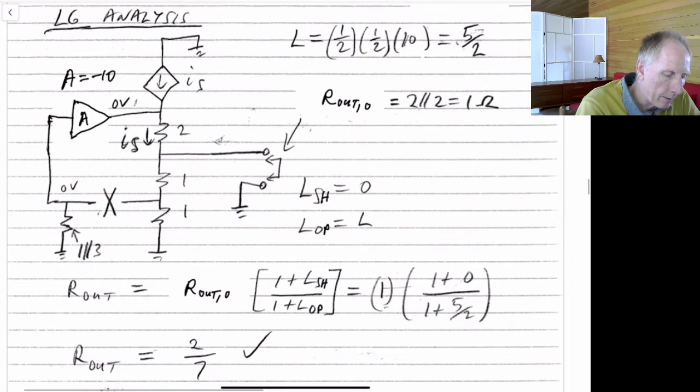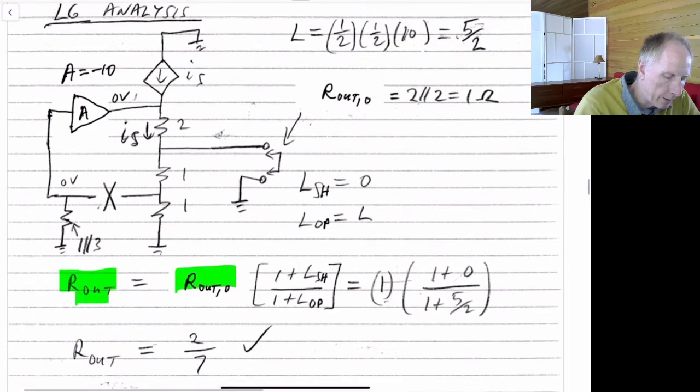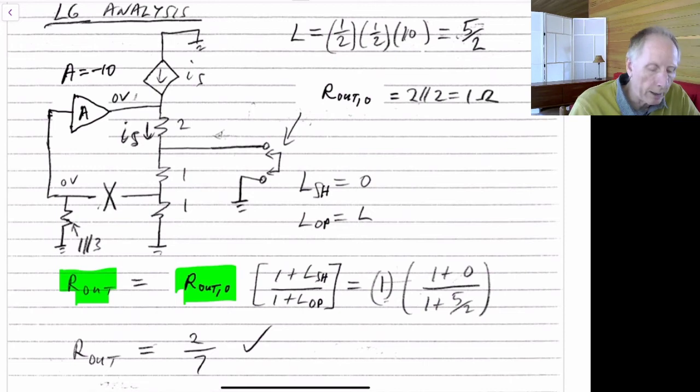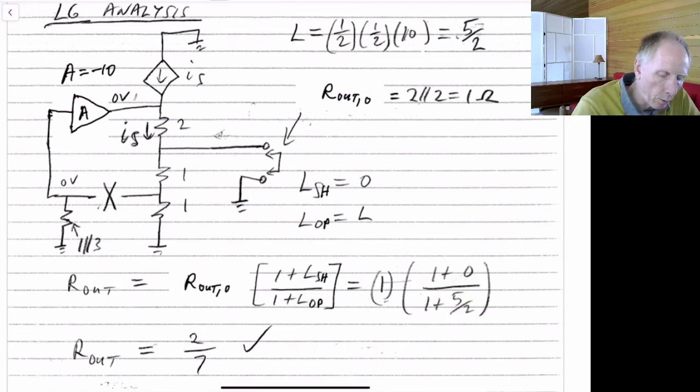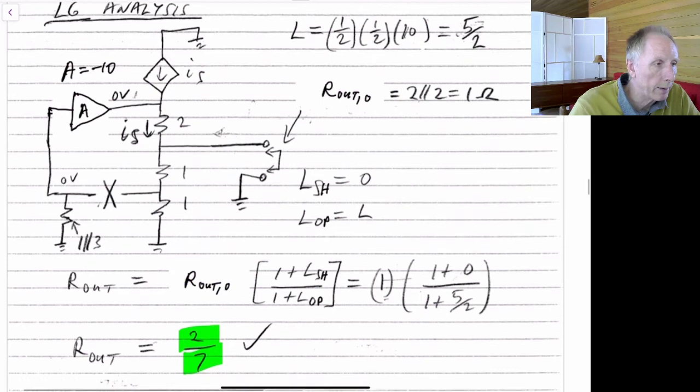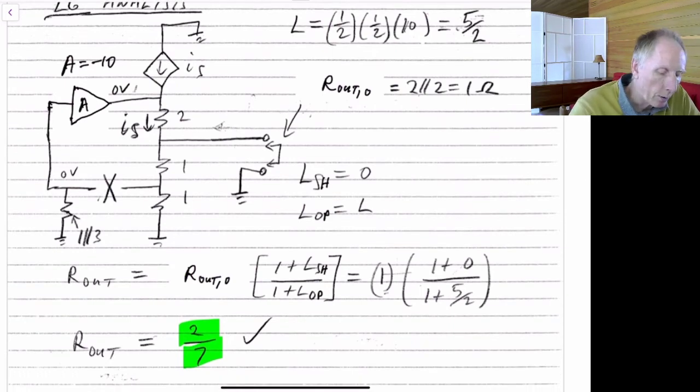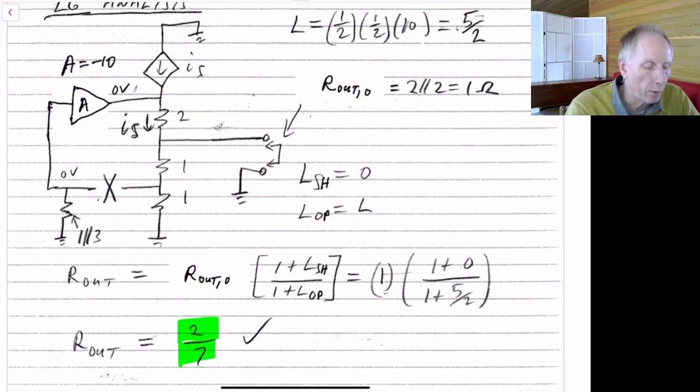So we just put these two together, and we saw that the output impedance is the output impedance when the loop gain was 0 times 1 plus L sub SH divided by 1 plus L sub OP. So it's 1 times 1 plus 0 divided by 1 plus 5/2. The 5/2 came from the loop gain up here. If you work that out, you end up with exactly the same result as when we did the full analysis. So I went through this a bit slow. Typically you can go through it a little quicker, and you'll find that you can get this answer much quicker than you can do a full nodal analysis on a circuit.